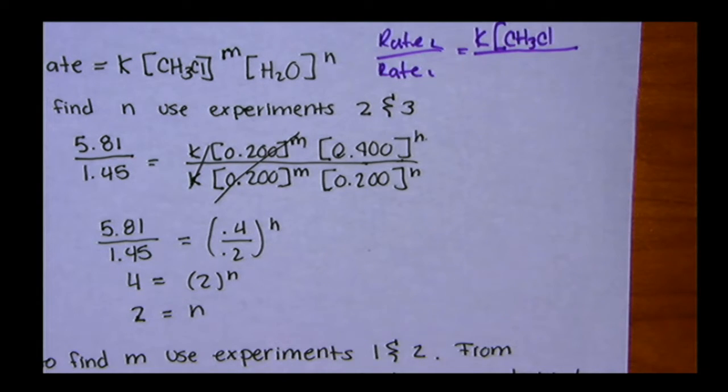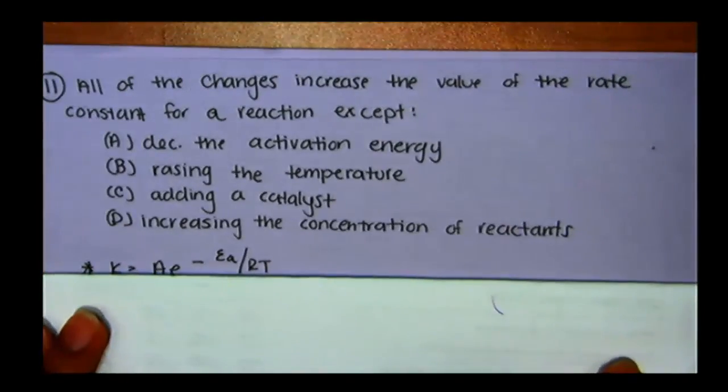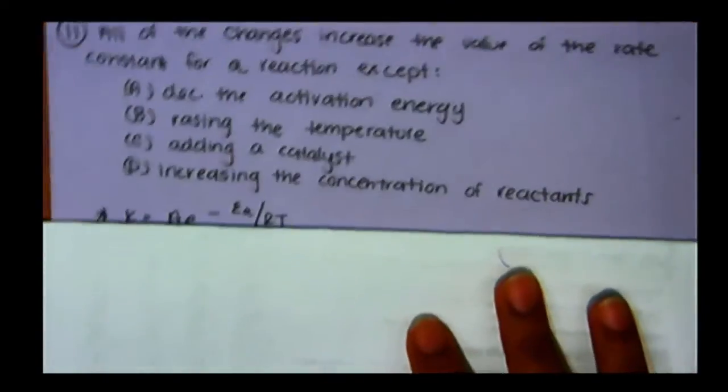All right, all of the changes increase the value of the rate constant for a reaction, except: a decrease in the activation energy, raising the temperature, adding a catalyst, or increasing the concentration of the reactants.